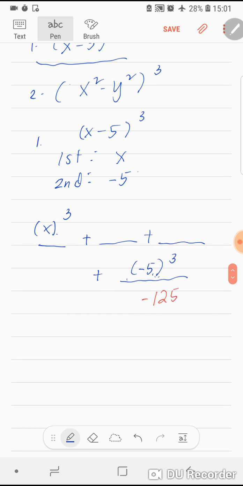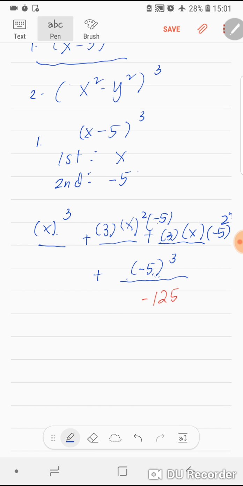For the second term, we once again bring down the exponent 3, times x to the power of 2, and then times negative 5. For the third term, we bring down 3 again, then times x. Since we've already squared x in the second term, we need to square negative 5 this time.